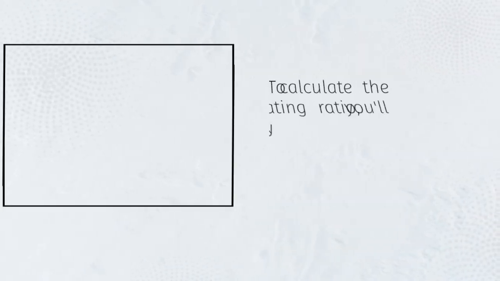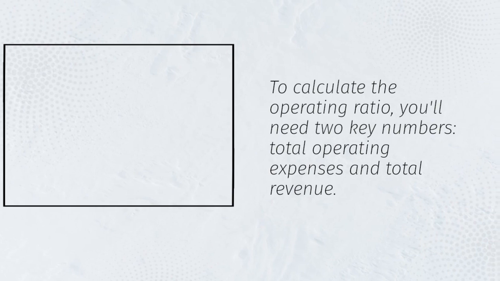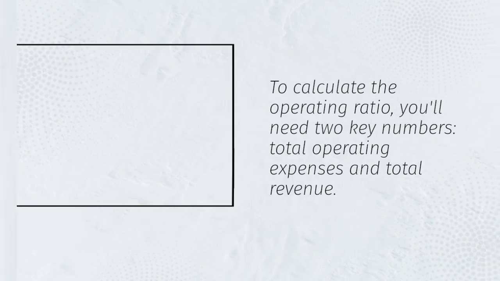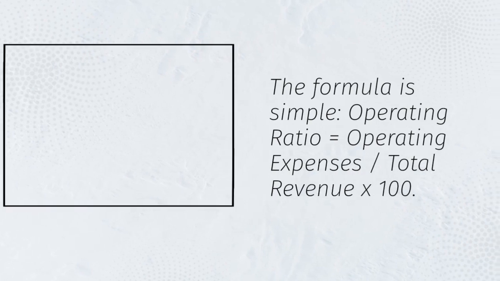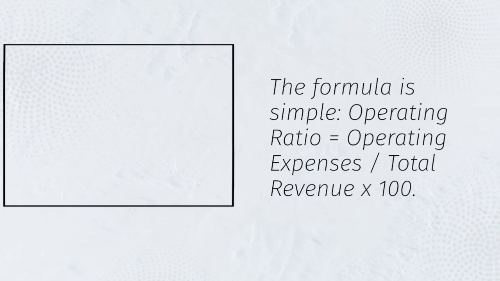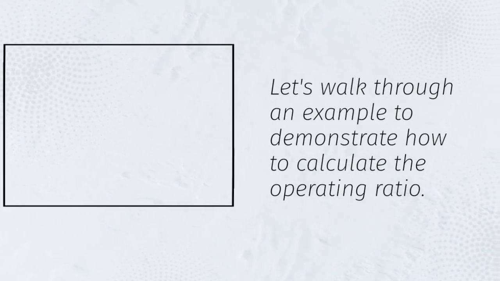To calculate the operating ratio, you'll need two key numbers: total operating expenses and total revenue. The formula is simple: operating ratio equals operating expenses divided by total revenue, times 100. Let's walk through an example to demonstrate how to calculate the operating ratio.